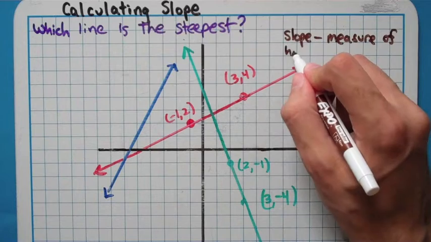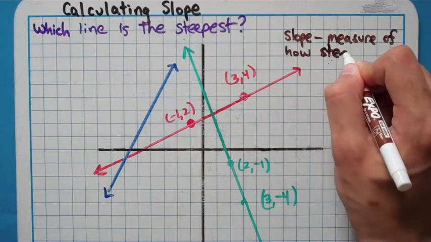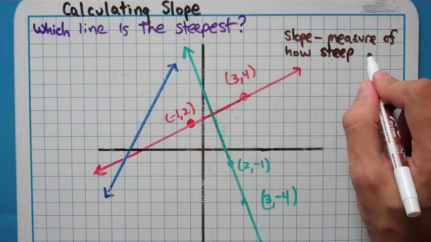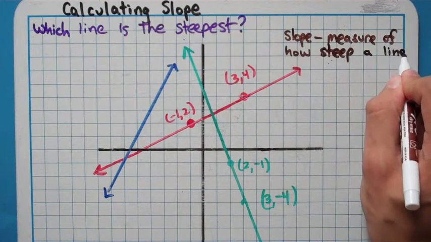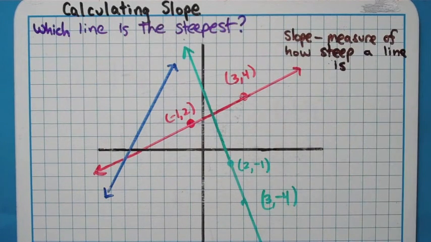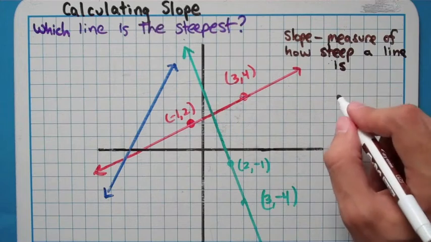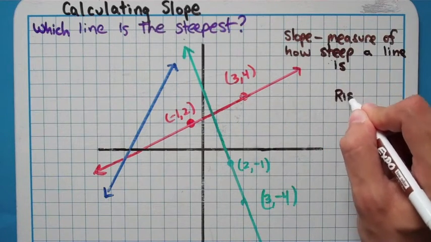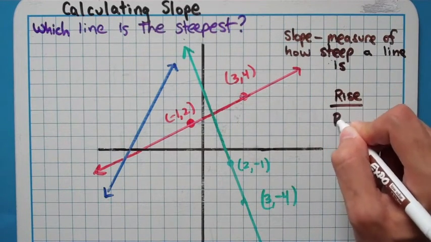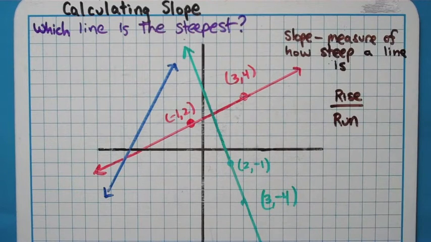So we want to know which graph is steeper than the others. And the basic idea that we're going to be using for slope, my favorite phrase for it, that you've heard before I'm sure, is rise over run. We want to know how much it's going up and down versus how much it's going left and right. We're going to put a number to that quantity.